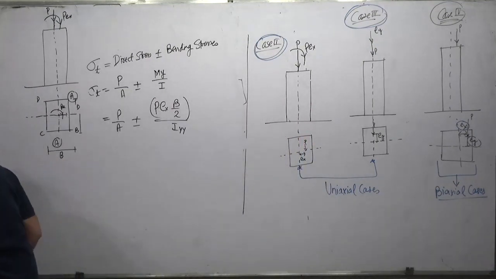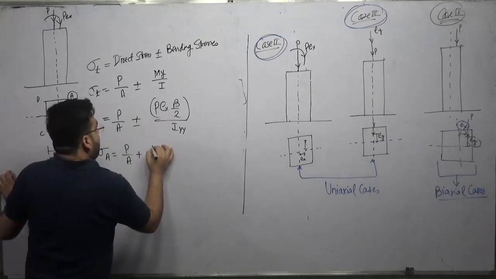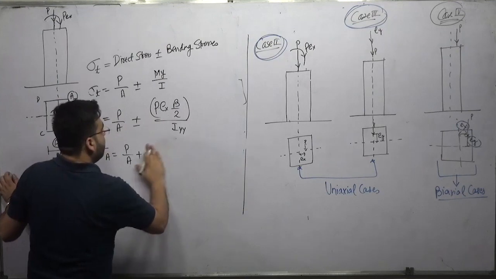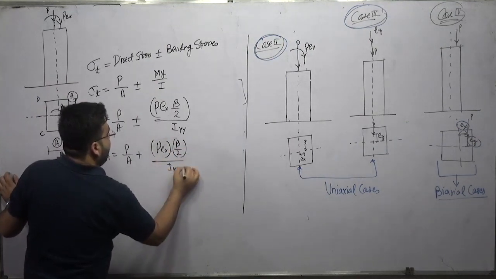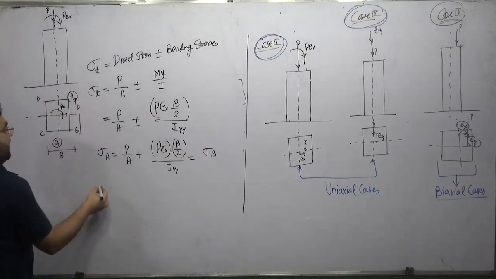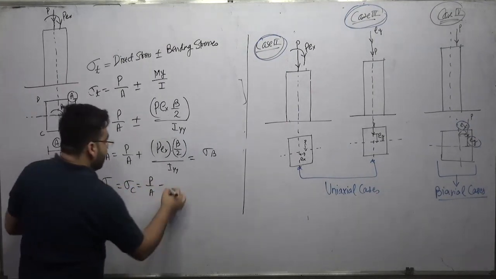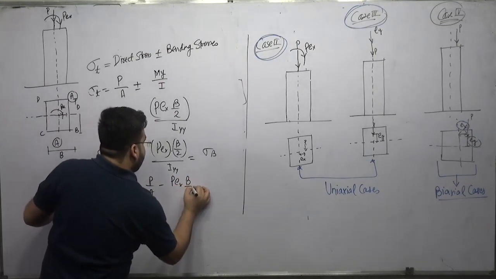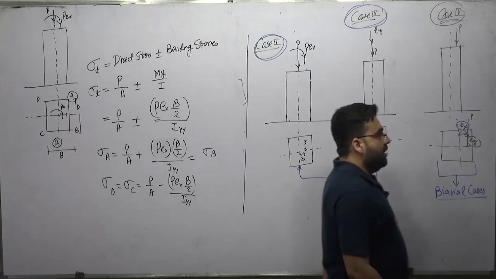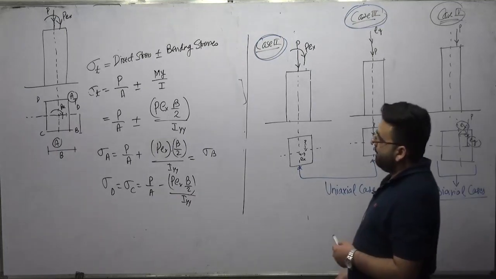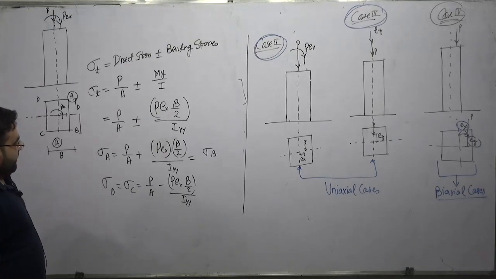So I will say that sigma at A will be equal to P by A plus P into Ex into B by 2 into Iyy, and that will be equal to sigma at B. But sigma at D will be equal to sigma at C, which will be equal to P by A minus P into Ex into B by 2 into Iyy into Yy.